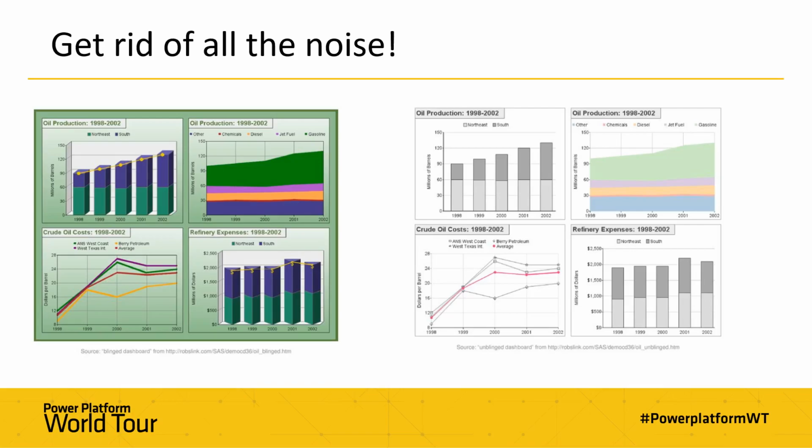In things like Power BI, you can also change the label density. It can make it look less cluttered if you reduce that label density and have fewer data labels on your graphs.